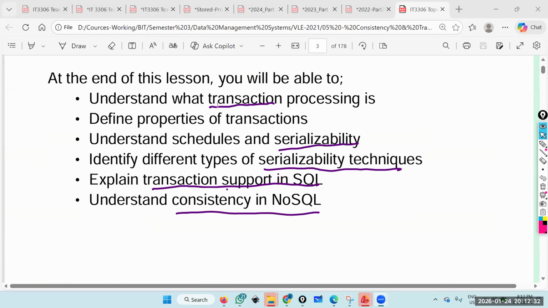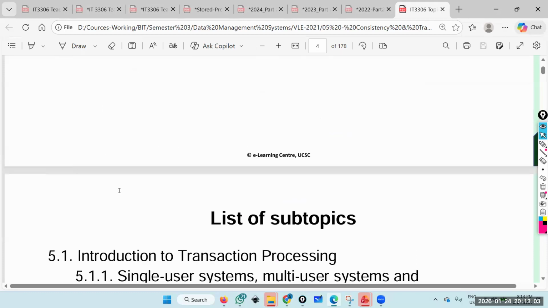Right? So understand what transaction processing is, define properties of transactions, that is ACID properties, understand schedules and serializability, identify different types of serializability techniques, explain transaction support in SQL. That is set isolation level, begin transaction, and so on. And this one we have not covered in our note: understand consistency in NoSQL databases.